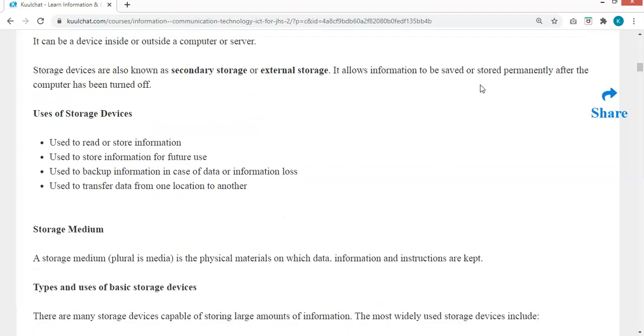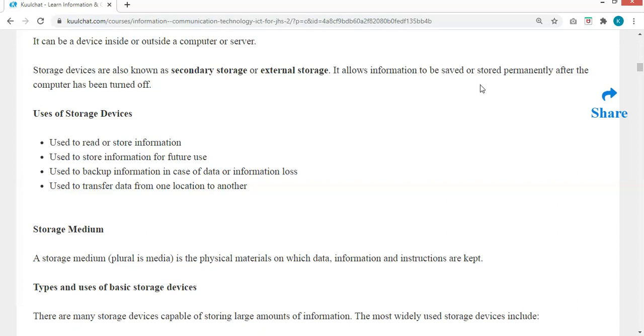There are uses of storage devices. Storage devices are used to read or store information. Like you said, you can use them to store information. They are also used to store information for future use. So anytime you want to have access to that information, the storage device is already there, so you can have access to it. And they are also used to back up information in case of data or information loss.